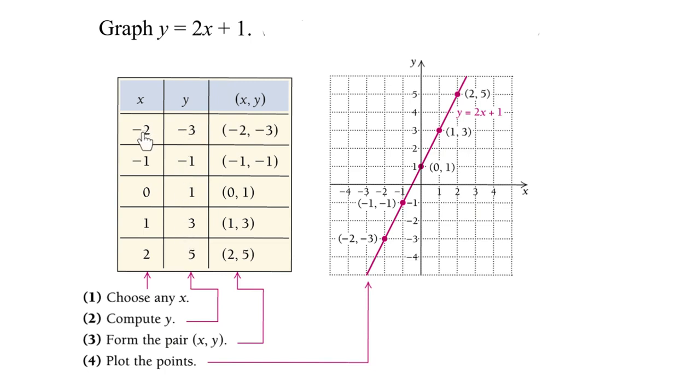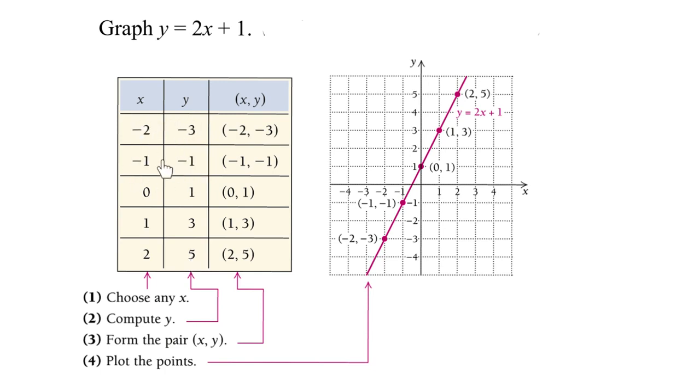So 2 times -2, that is -4, plus 1, that is -3. Then substitute -1. So 2 times -1 is -2, plus 1, that is -1. Then substitute 0. 2 times 0 is 0, plus 1, that is 1. Then substitute 1. 2 times 1 is 2, plus 1, that is 3. Then substitute 2. 2 times 2, 4, plus 1, 5.